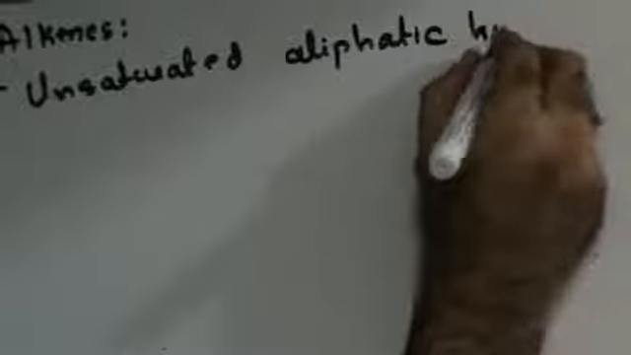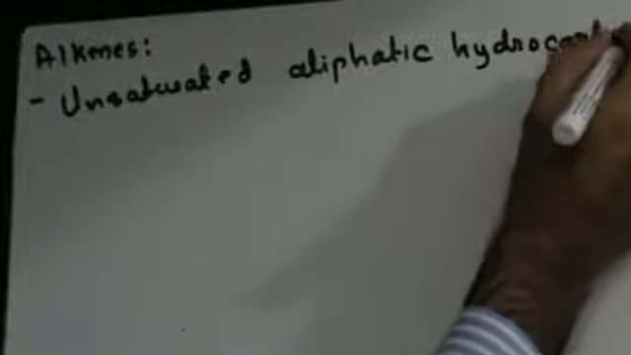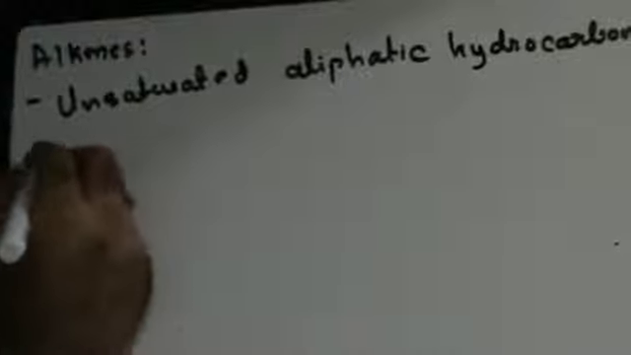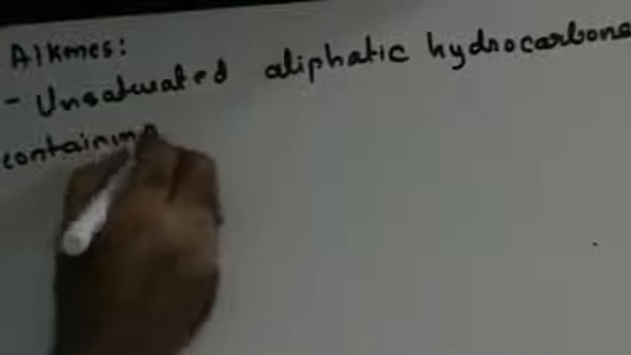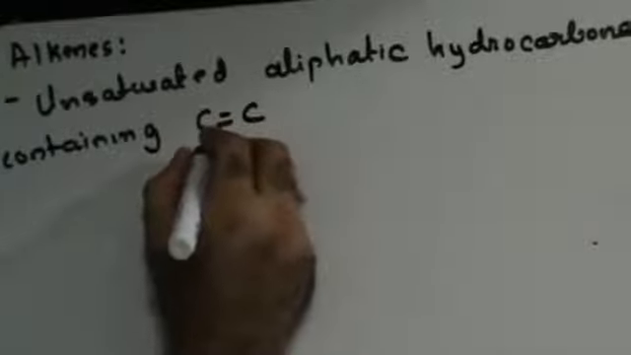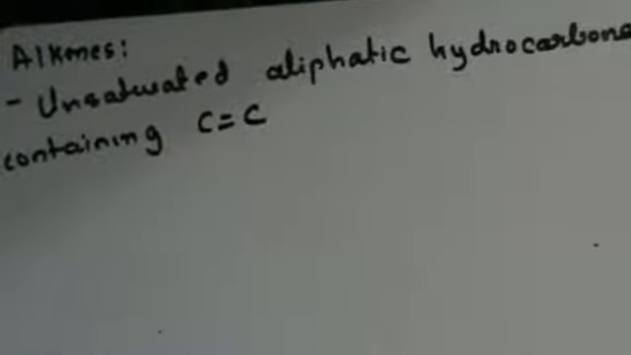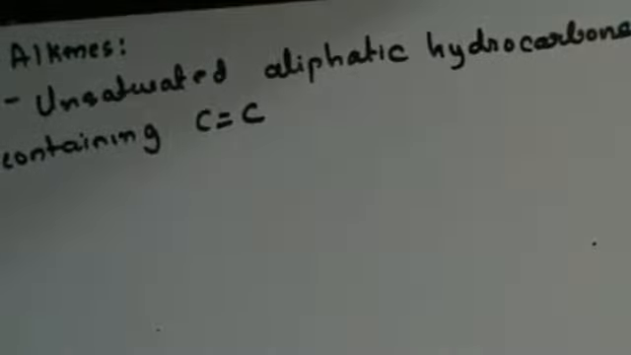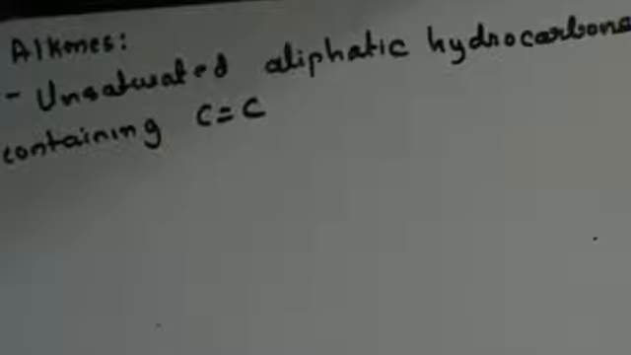Alkenes. Now what do we understand by alkenes? Alkenes are unsaturated aliphatic hydrocarbons containing carbon-carbon double bonds, right? Now, since they also form oily products on reacting with halogens, they are called as olefins, that is oil forming.